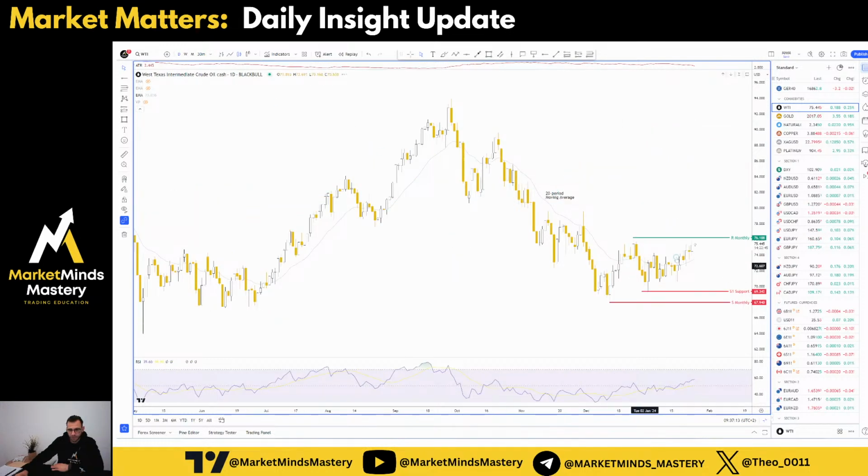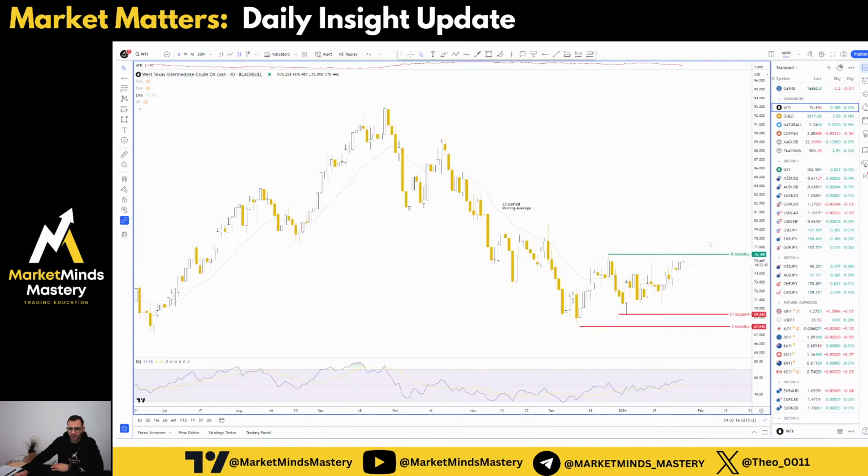WTI looks like it's trying to gain some strength. Unless the price breaks above here, I'm not interested to trade this one.